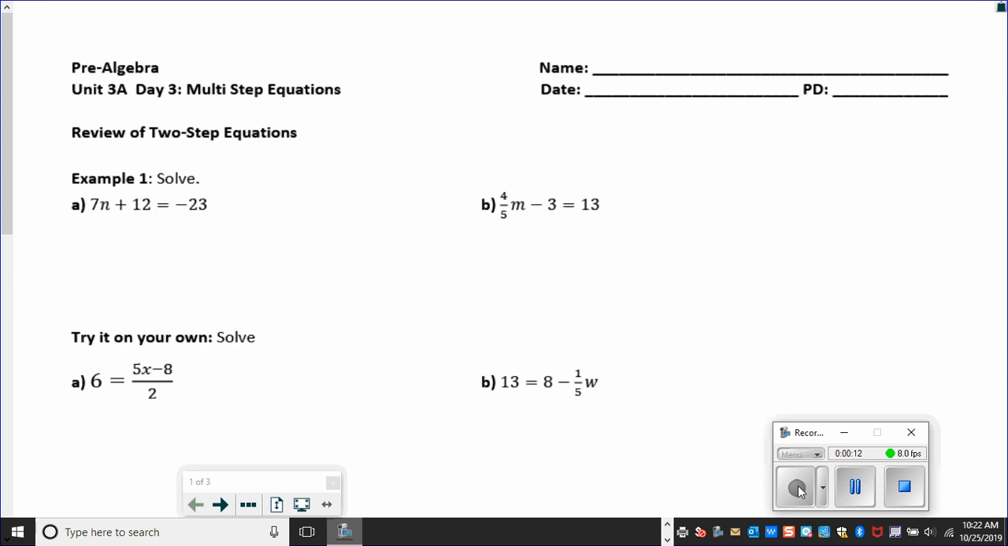We kind of did a little bit of a review for the, what's it called? The word problems, that's what I'm trying to say. So let's go ahead and review very quickly.